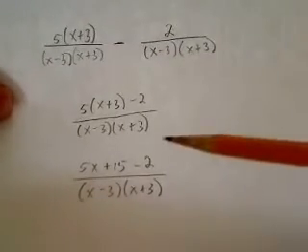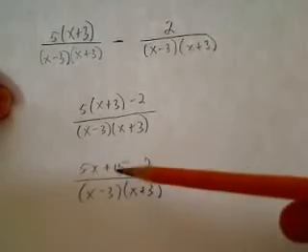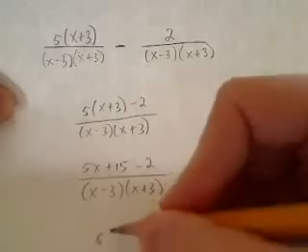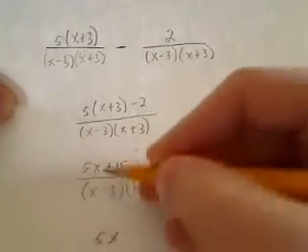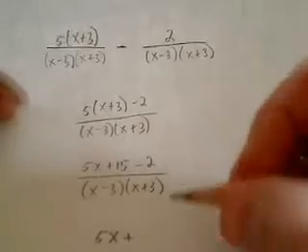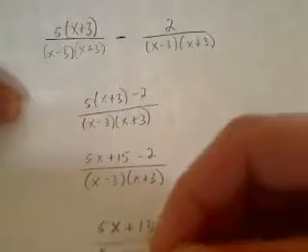Now I look even further in the numerator and see if I can simplify or combine any like terms. Well, yes, I can combine 15 minus 2. So we have 5x, and then 15 minus 2 is 13, all over that same common denominator.